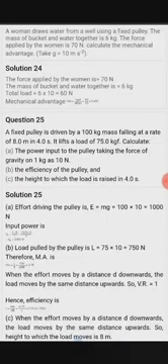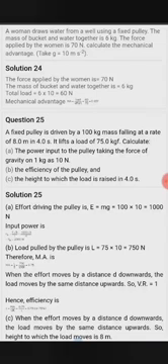Next question. This is from the next exercise. A woman draws water from a well using a fixed pulley. The mass of bucket and the water together is 6 kg. The force applied by the woman is 70 Newton. Calculate the mechanical advantage. Take g as 10. A woman draws water from a well using a fixed pulley. So fixed pulley means you know that MA is equal to 1.